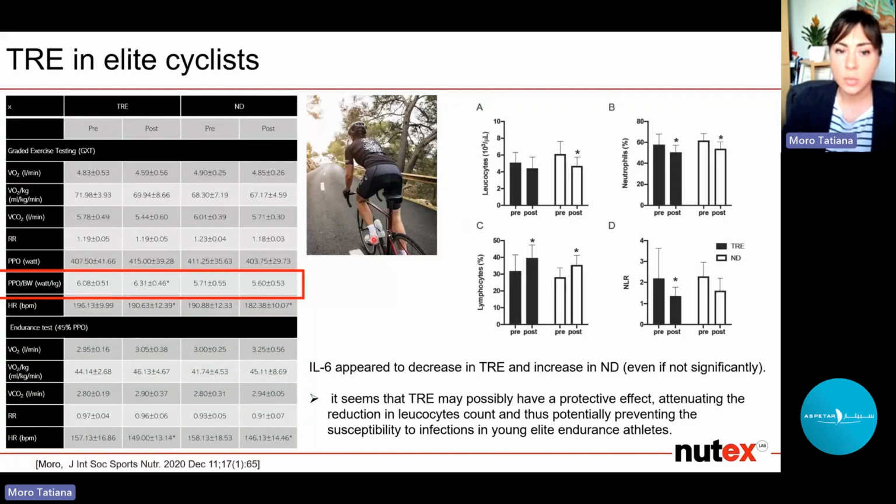If it's true that time-restricted eating can in some way reduce this possibility, it is a great advantage. But I would take this as just preliminary data, because we didn't have so many athletes that can confirm these trends. But I think it's a very interesting topic, and it will deserve extra research in the future.